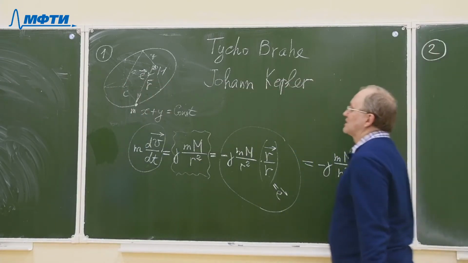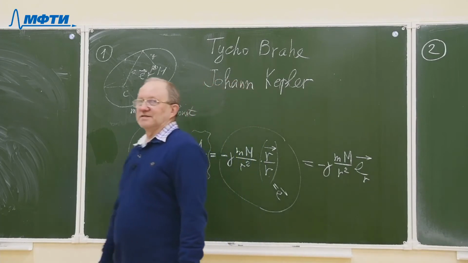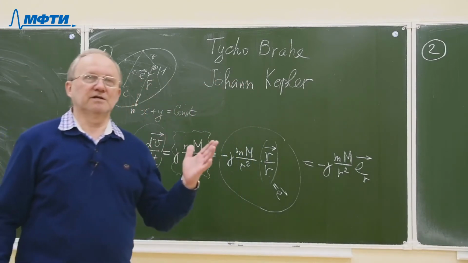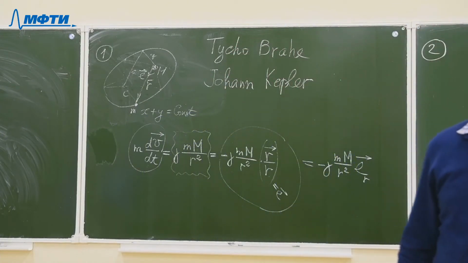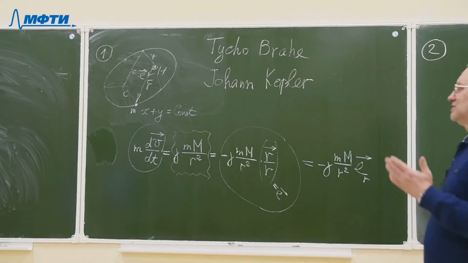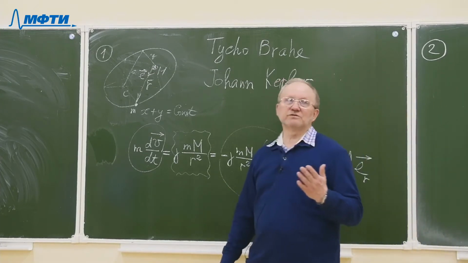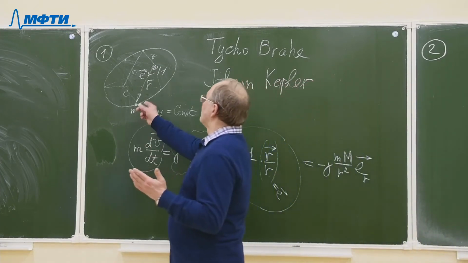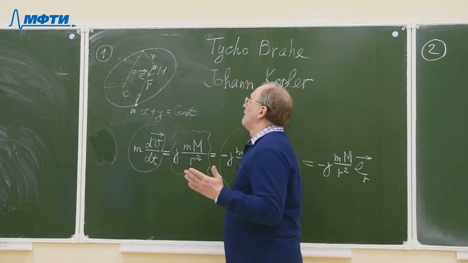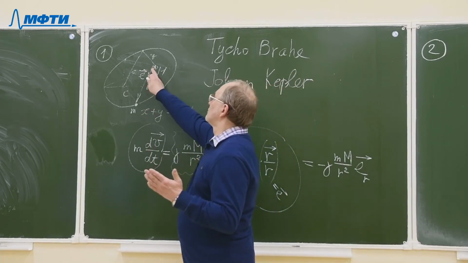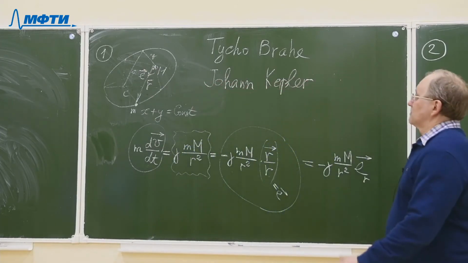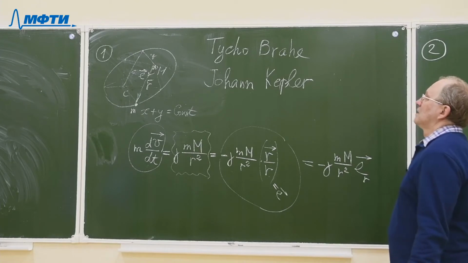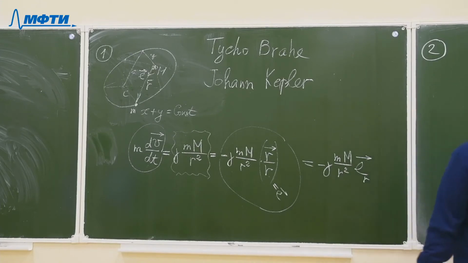As far as the first Kepler's law, you know it. It says that the trajectory of each planet is a plane curve. It's not a three-dimensional curve. It's a two-dimensional curve, and it's an elliptic trajectory with the Sun being in one of the focal points of this ellipse. So that's the first Kepler's law. The second Kepler's law says something different.